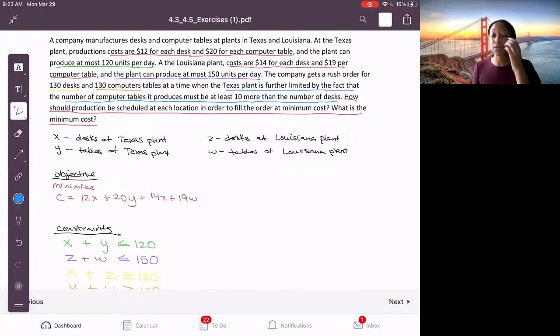First, we had to recognize that we were making desks and tables at two different places. So we had to have a variable to represent each desk and each table at each different plant. So that gave us 4 unknowns. We were able to set up our objective function. We were given lots of different constraints. We were constrained on the number of units we can produce at each plant, 120 in Texas, 150 in Louisiana. We were constrained on how many desks and computer tables we need. We needed 130 of each. And then we were constrained on, in Texas, the number of computer tables had to be at least 10 more than the number of desks.